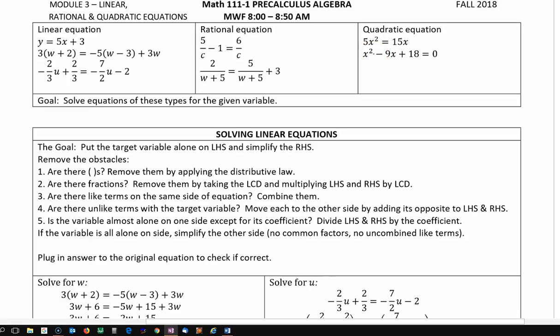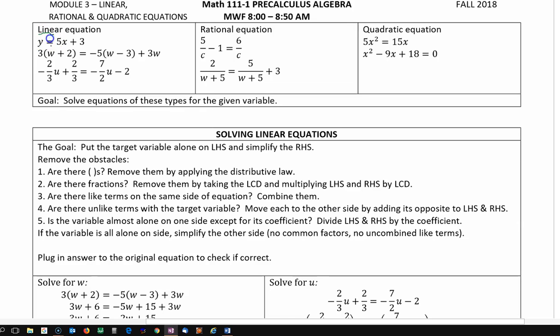We are now in Algebra Proper, and Module 3 is about solving equations. We will solve three types of equations: linear, rational, and quadratic. A linear equation is an equation where the variables have exponent 1 only. There are no squares, no cubes, no square roots, none of that.